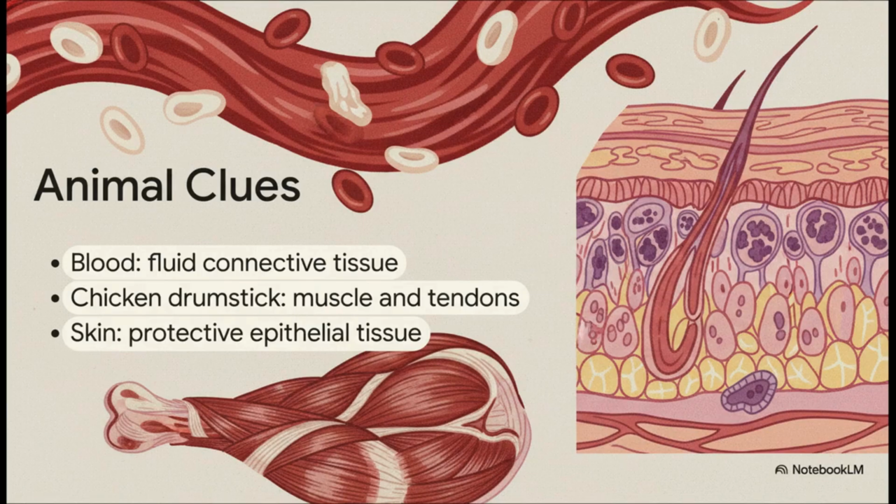Or think about dinner. If you've ever eaten a chicken drumstick, the meat and those tough white bands are muscle tissue and dense connective tendons working together. Even right now, if you just pinch your arm, you're grabbing your skin. That's a protective organ made of epithelial tissue that keeps your internal fluids in and germs out.